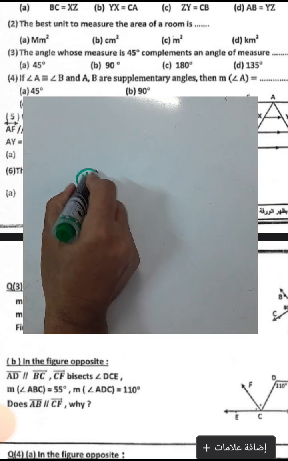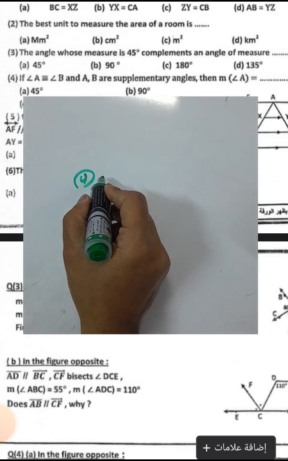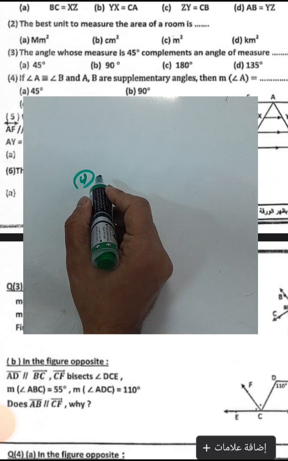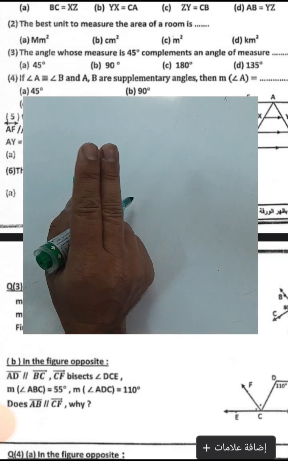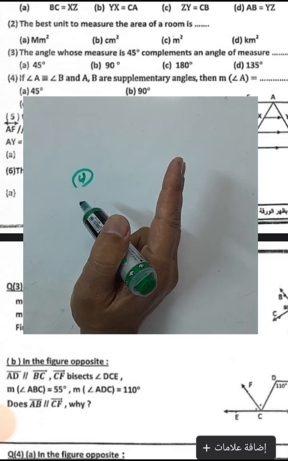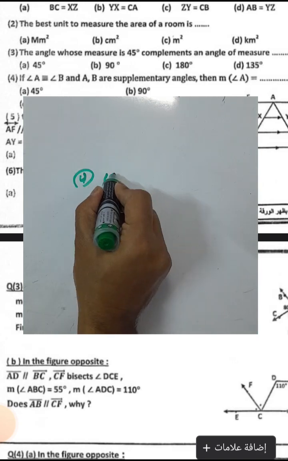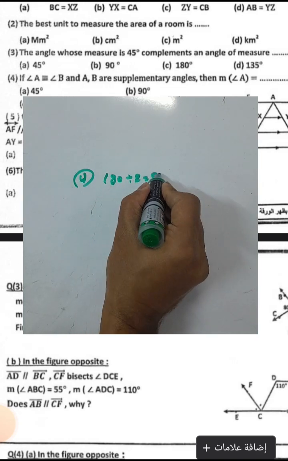Question number 4. The measure of angle A is congruent to the measure of angle B, and A and B are supplementary angles. Then the measure of angle A equals what? Supplementary angles mean the sum of the two angles equals 180, and they are equal, so each one of them equals 180 divided by 2, which is 90 degrees.